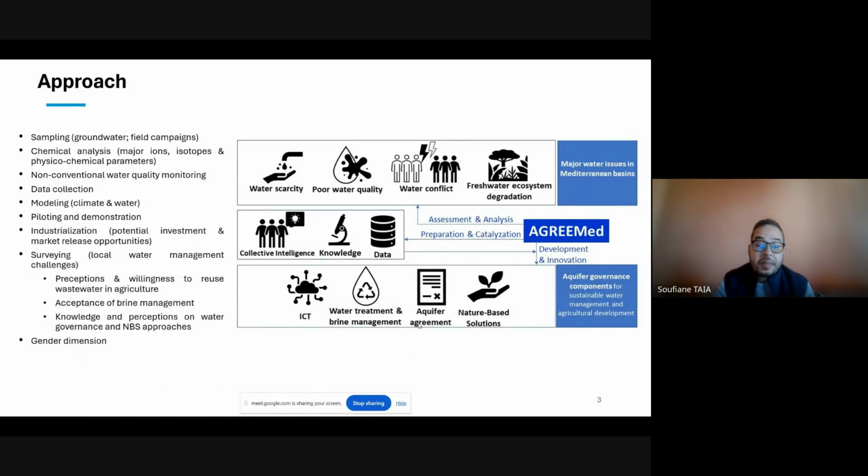The AGREEMed conceptual framework is inspired by the assumption that a combination of scientific and technological advances, along with dialogue and ecosystem integration, is very important for adaptive aquifer governance and sustainable agricultural development. This project will deal with major issues in the Mediterranean basins through assessment and analysis, and will also take advantage of knowledge and data to deliver innovative solutions for aquifer governance and agricultural development.